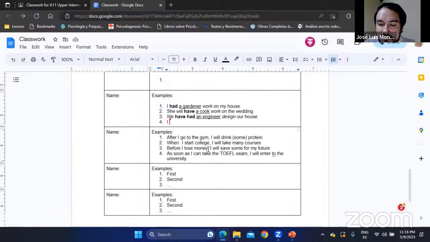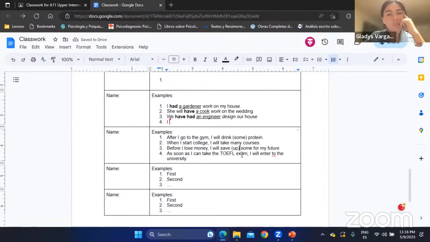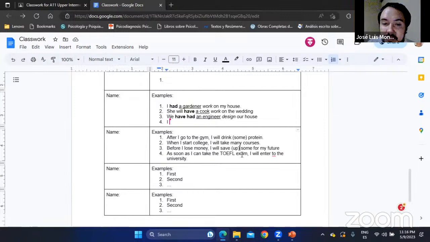When I start college, I will take many courses. Yes, because it's countable. Good. Before I lose money, I will save some for my future. Here you can say I'll save some up, or I'll save up some. It's the same meaning, but it goes directly to the idea of save up your money. Exactly. Then for my future, as soon as I can take the TOEFL exam, I will enter.